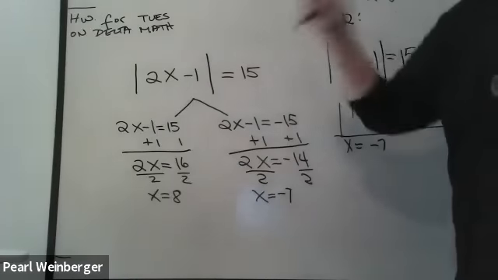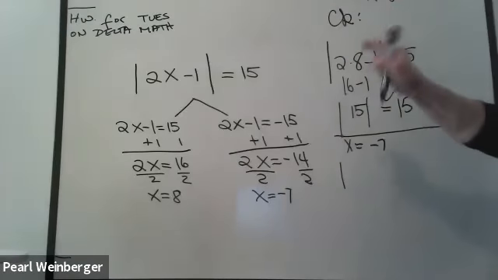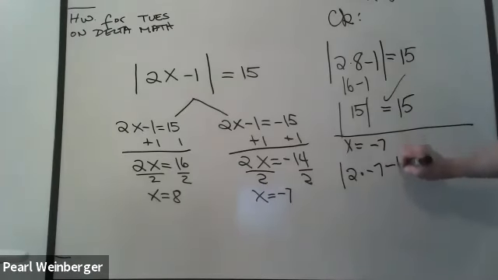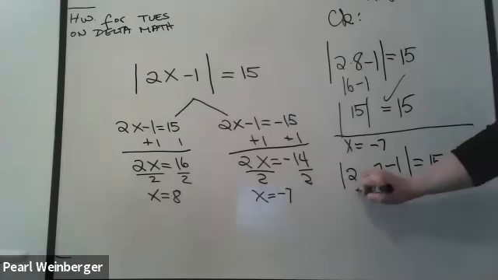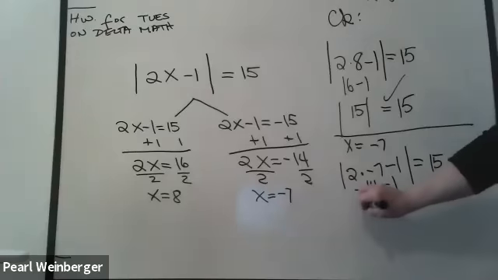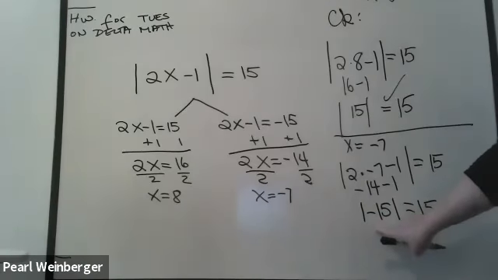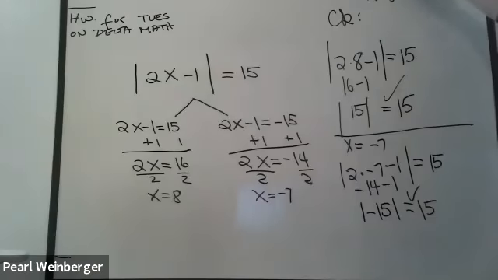We're checking with x equal to negative 7. That means I'm going to go back to the original equation and replace the x with negative 7. So it'll be 2 times negative 7 minus 1, all inside the absolute value sign. Well, let's work this out. How much is 2 times negative 7? Negative 14. And how much is negative 14 minus 1? Negative 15. And so this turns out to be the absolute value of negative 15. Is the absolute value of negative 15 equal to 15? Yes. So both answers check.